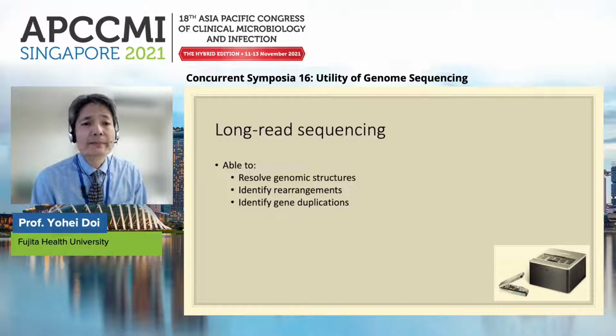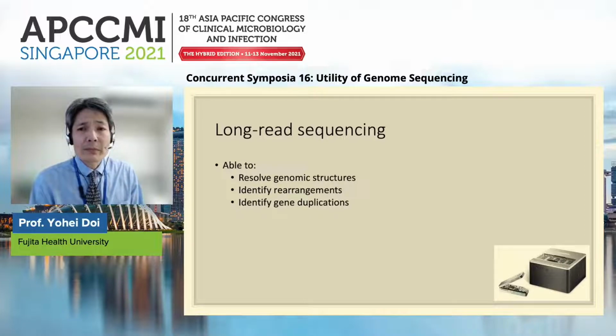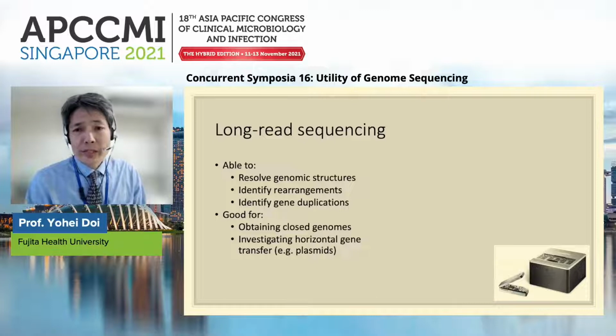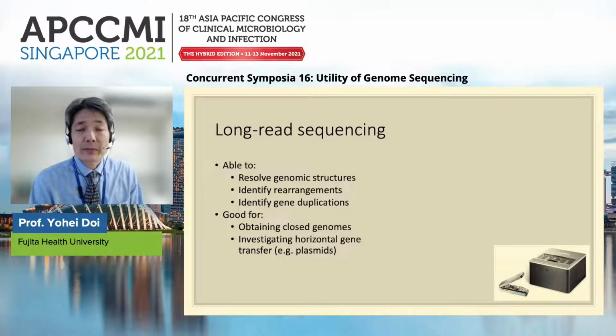Long-read sequencing, on the other hand, is able to resolve genomic structures, identify rearrangements, and also gene duplications. And these are difficult to do with short-read sequencing. So long-read sequencing is good for obtaining closed genomes, and investigating horizontal gene transfer, including elements like plasmids, phages, prophages.